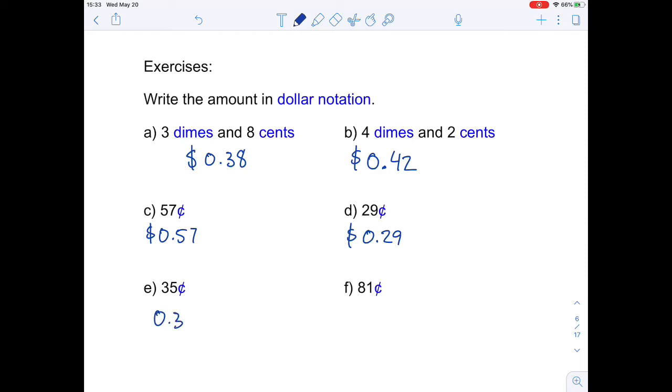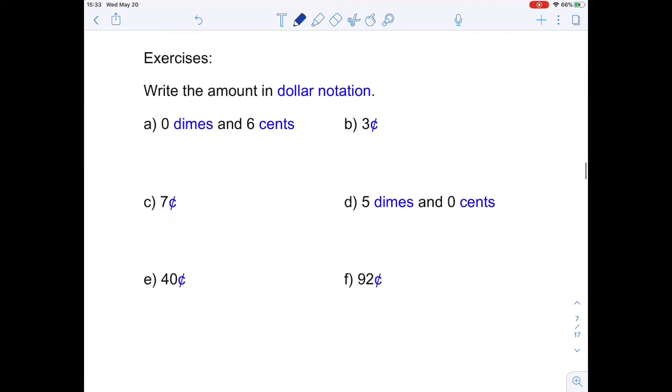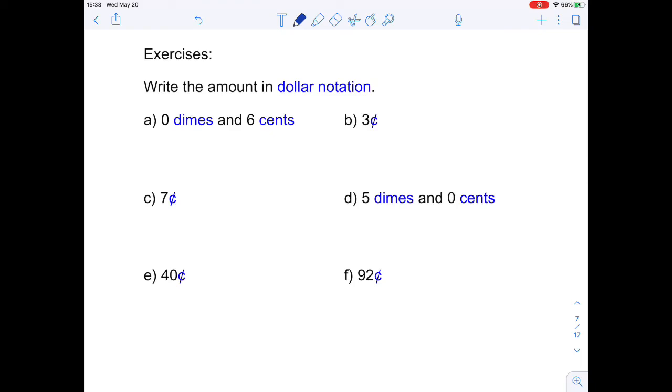Here we have 35/100ths and 81/100ths. Write each amount in dollar notation. Come back when you're ready. So here we simply have 6 cents, which is 6/100ths. As a fraction, that would be 6 out of 100, because it takes 100 cents to make a dollar.